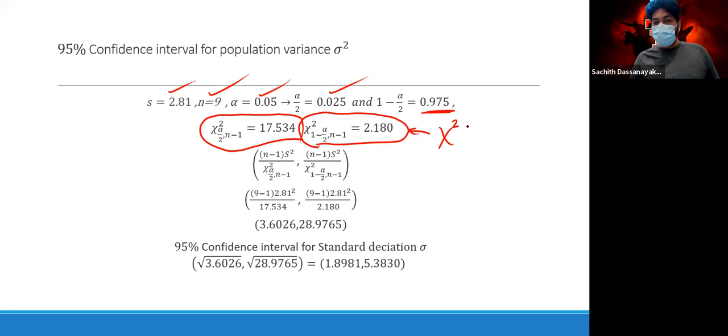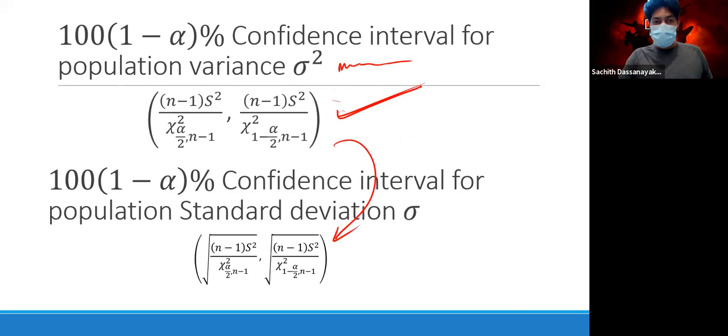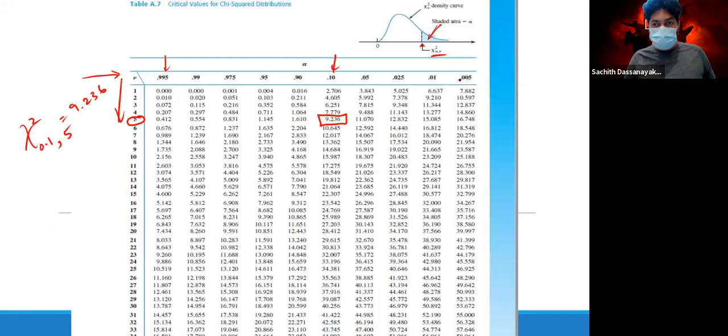So I need to find chi-square 0.975 with n minus 1 equal to 8. Let's go to the table. Where is 0.975? Here. See, and 8, right? So I think this is the value, 2.180, right? So that's how we find the values.